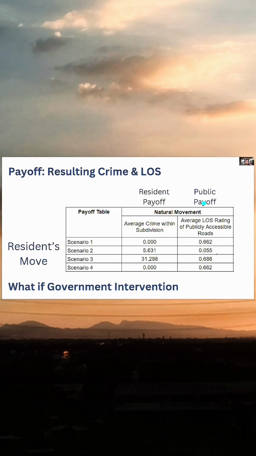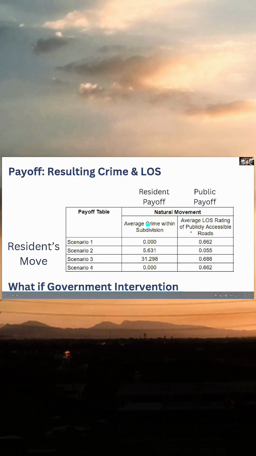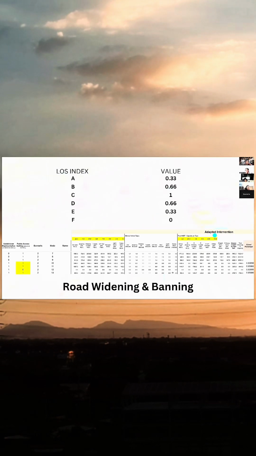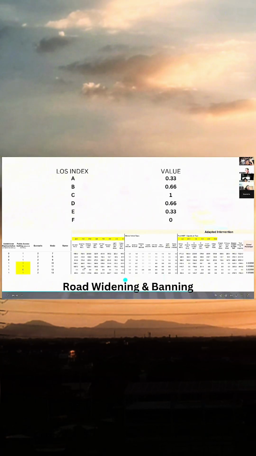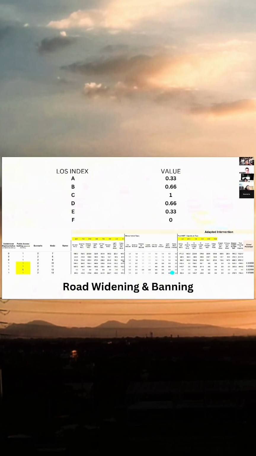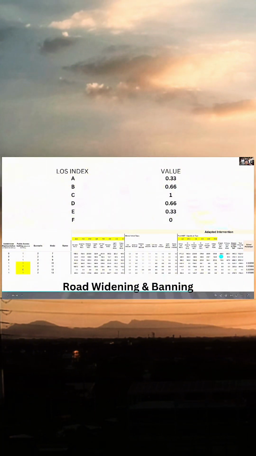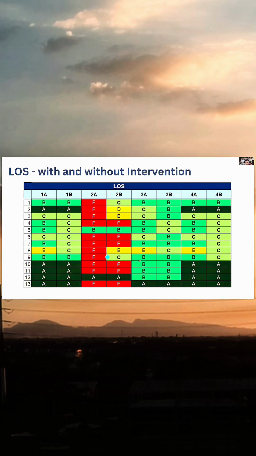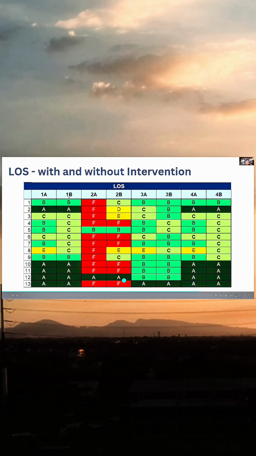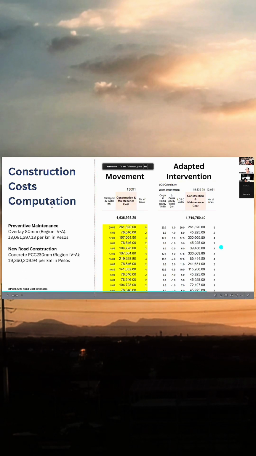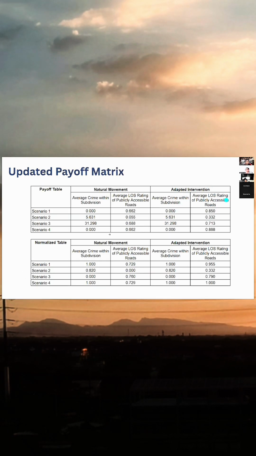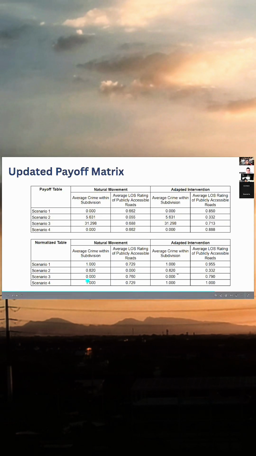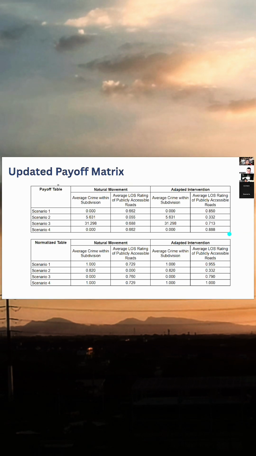So our question is, what if there's government intervention? Using the same formula, we tried to widen or ban some specific types of vehicles. So we had an adjusted LOS based on those changes, the widening or the banning of types. So now with the adapted intervention, same processes, we have the corresponding crime and LOS. First, we have the raw values, and then we normalized based on what is preferable.